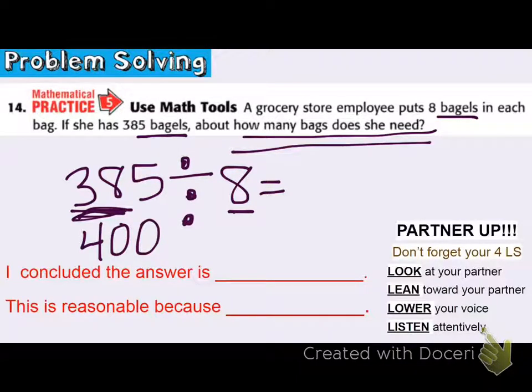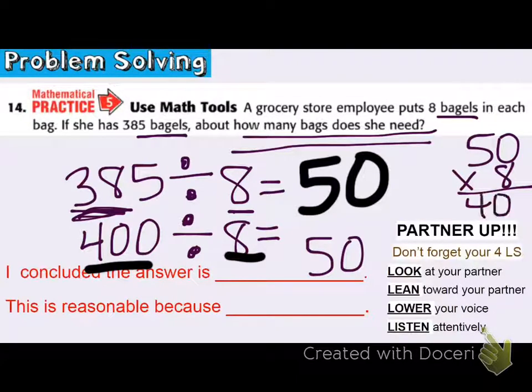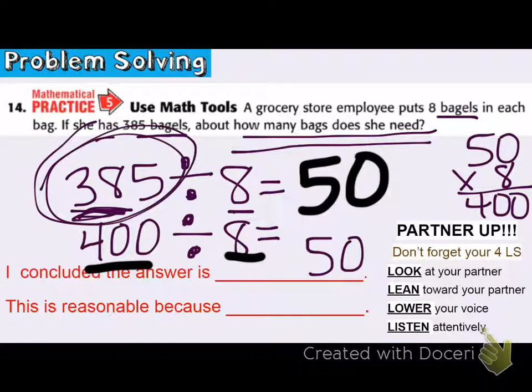And I need to see how many times 8 goes into 400. Well, I know 8 times 5 is 40, and I can add that 0. So I concluded that it's about 50 bags that are needed. It's reasonable because 50 times 8 is 400, and that's right around how many bagels we have. So she's going to need somewhere around 50 bags.